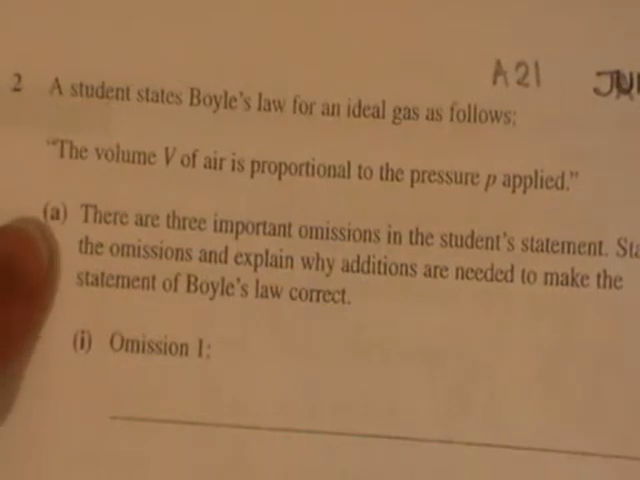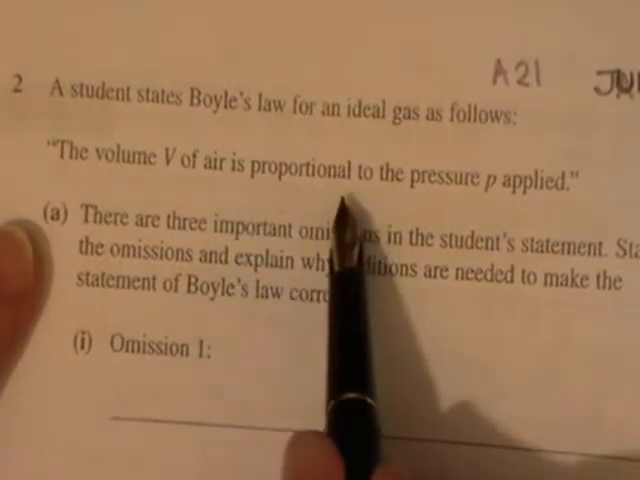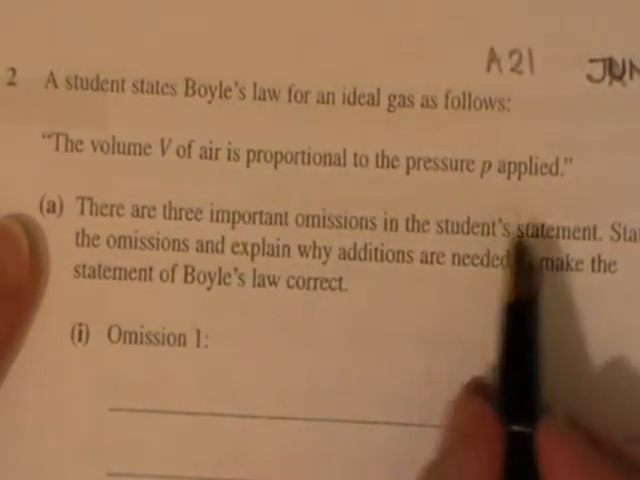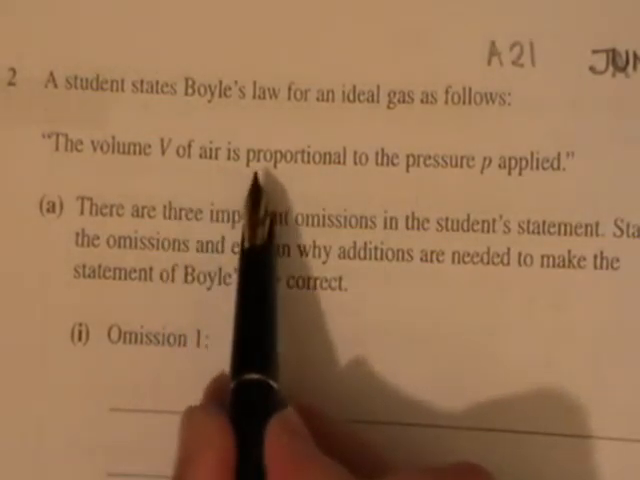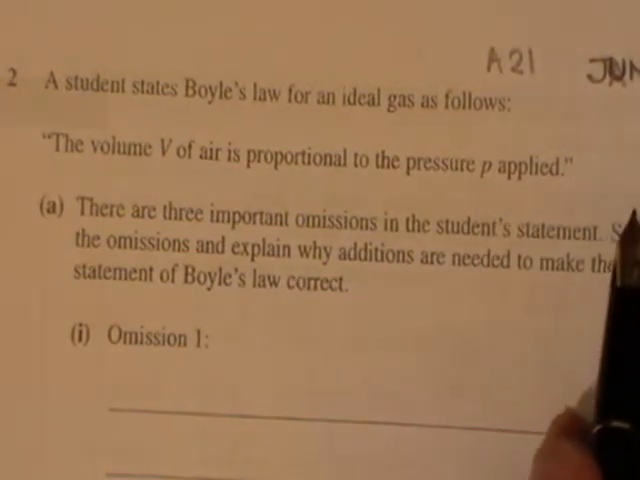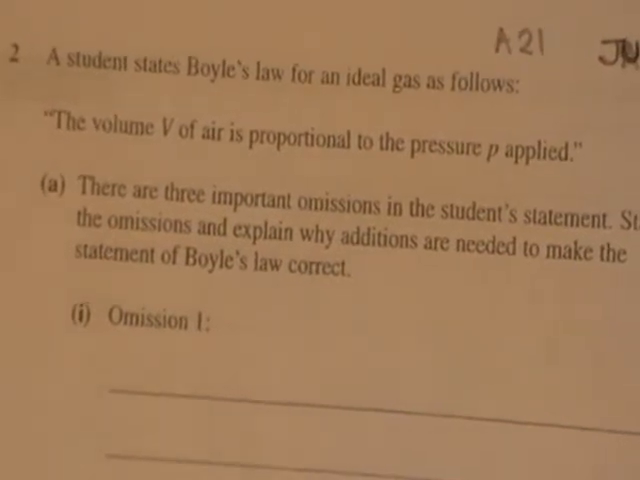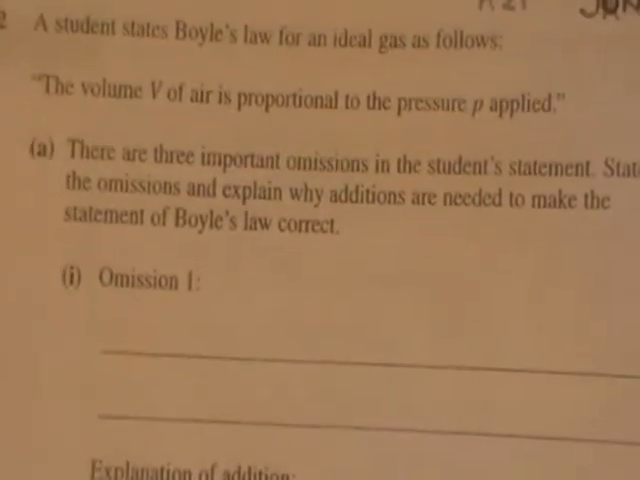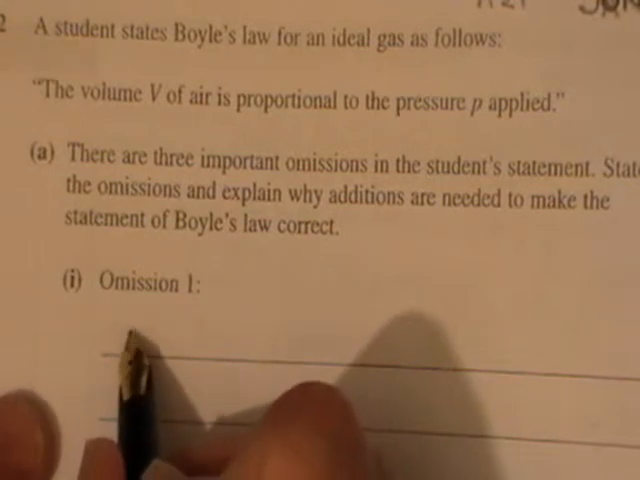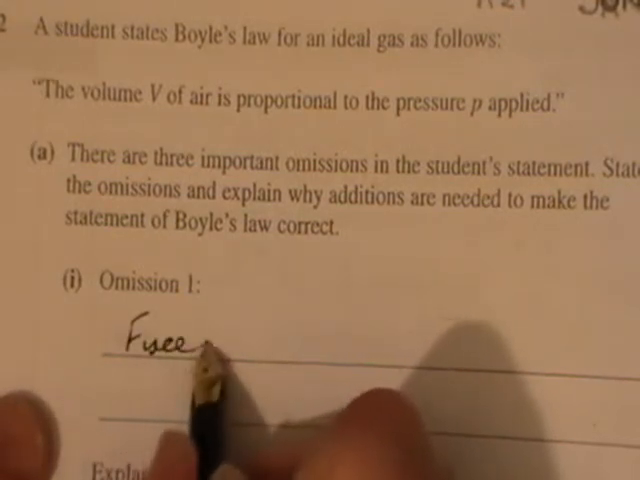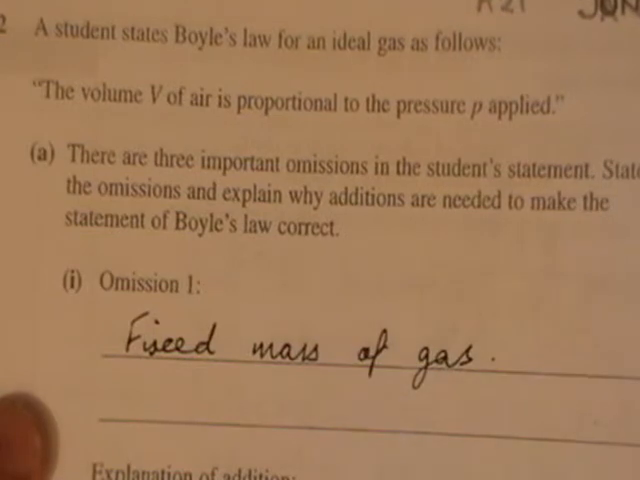If we look at this, first of all, Boyle's law states that the volume V is inversely proportional, so that's an omission. It should read inversely proportional to the pressure applied, for a fixed mass of gas, at a constant temperature. So the first omission is that fixed mass of gas has been omitted.